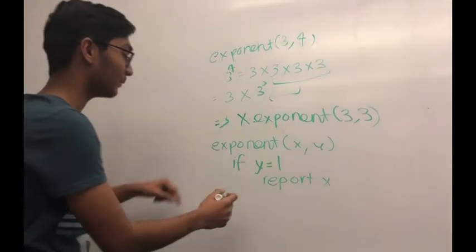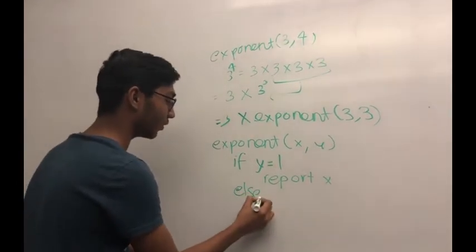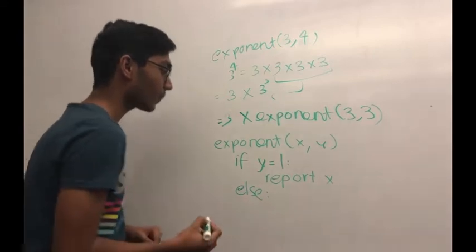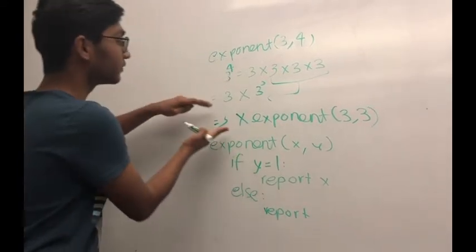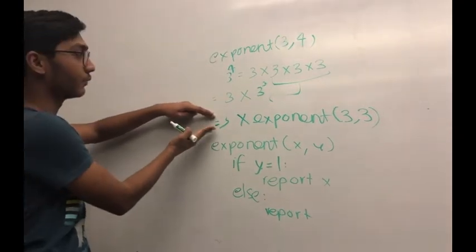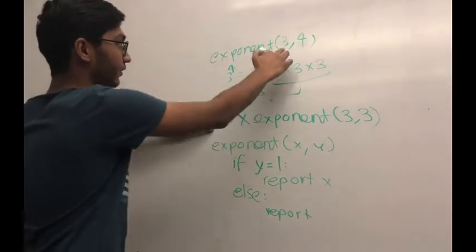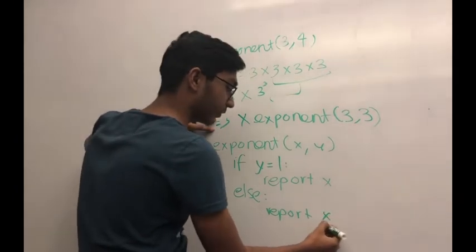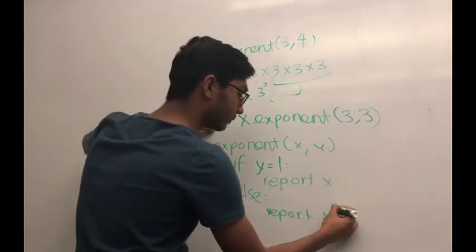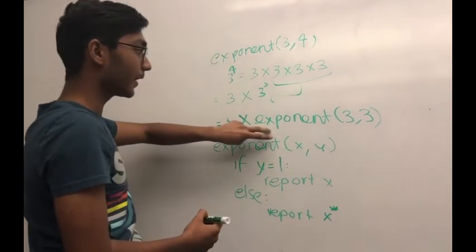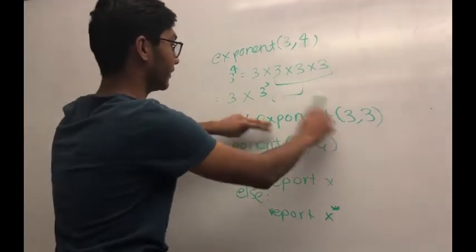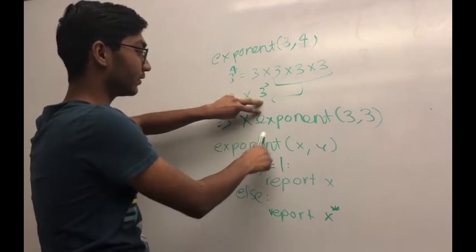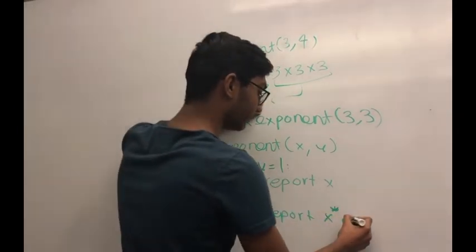Right. So now for the recursive case, if y is not 1, then what do you want to report? This structure, right? You want to do the same thing but with variables. So what's our 3 here? 3 is the first thing, right? So x. Now we are multiplying that by the exponent of 3 to the power 3, this thing. This function does the same thing, right?